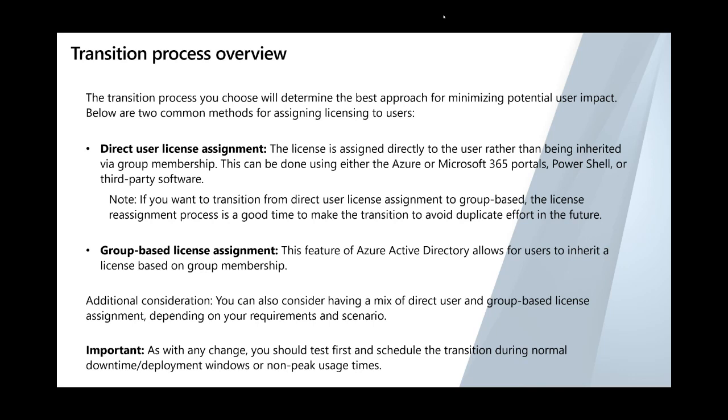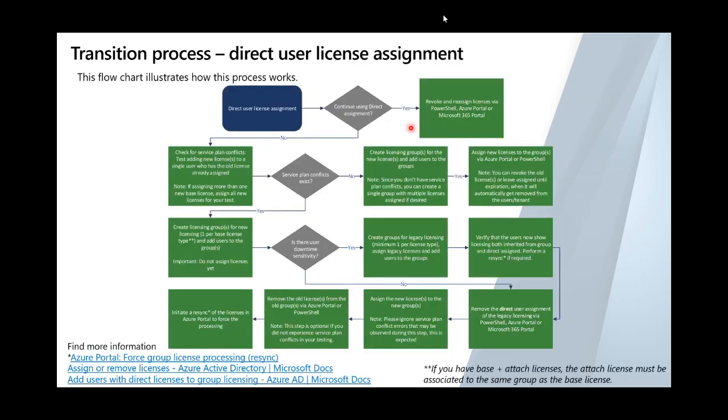All right, so getting into the transition process flows, this flow is for those scenarios where you're currently assigning licenses using the direct user assignment option. And the first decision point at the top here is whether you want to continue using direct user license assignment. If that is your preference, then the action needed is fairly straightforward. You need to first revoke the old licenses from the user accounts and then assign the new licenses.